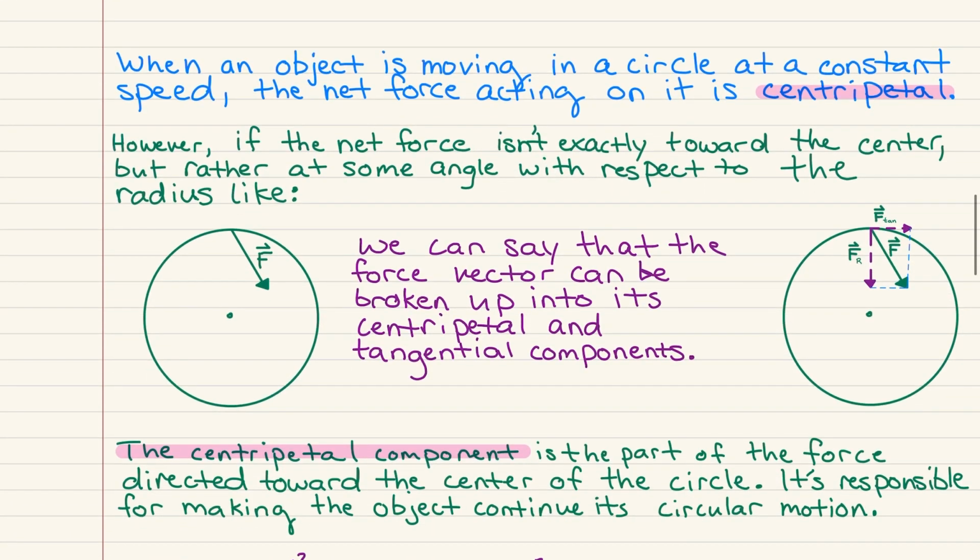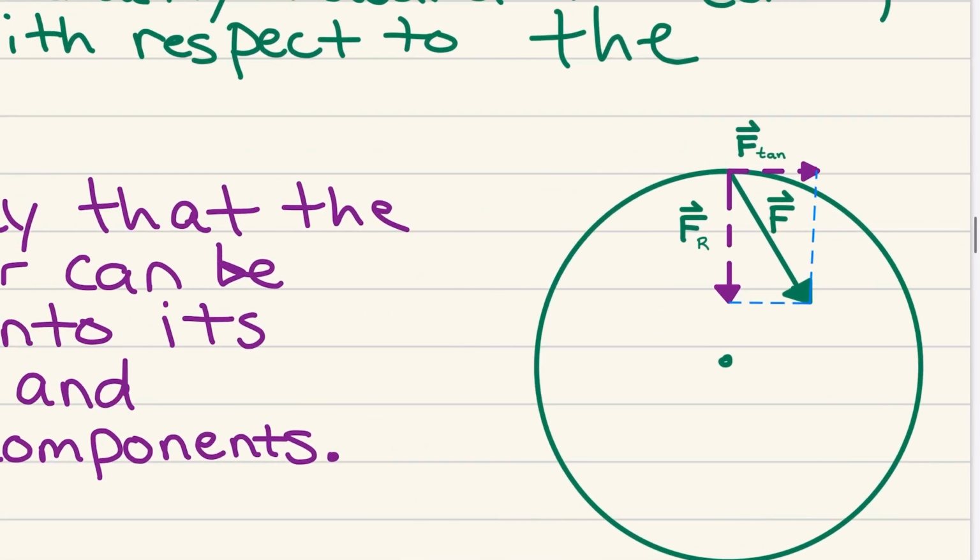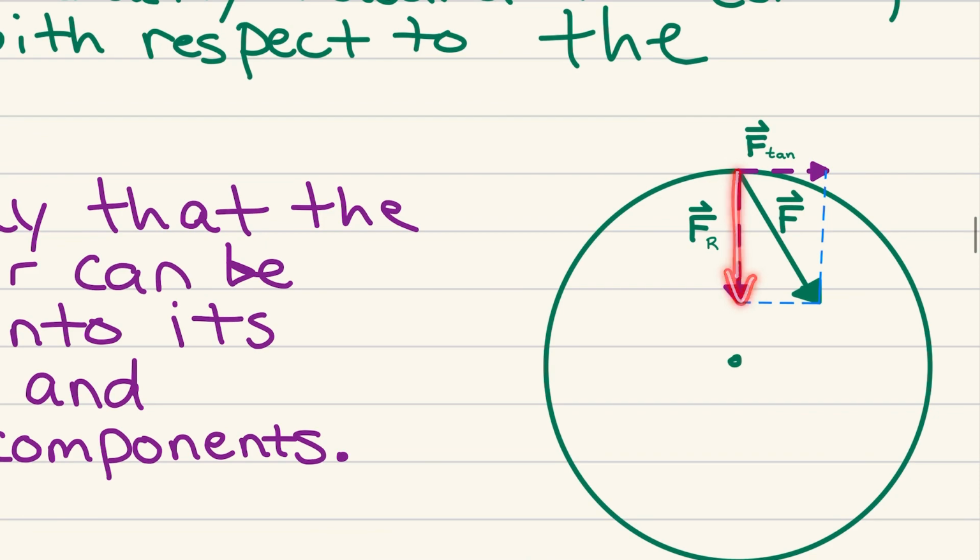When an object is moving in a circle at a constant speed, the net force acting on it is only centripetal. However, if the net force isn't exactly towards the center like you see here, but rather at some angle with respect to the radius, we can say that the force vector can be broken up into its centripetal and its tangential components.